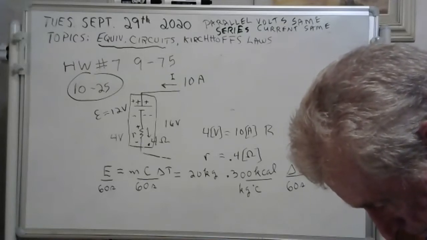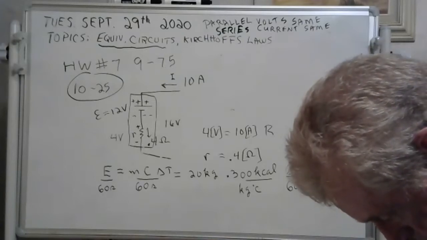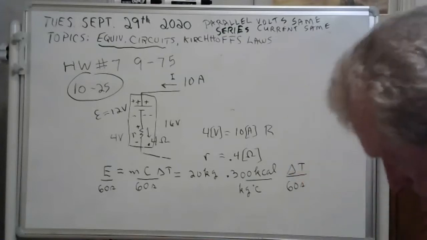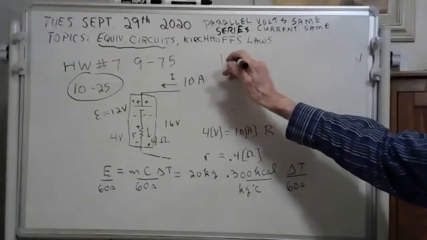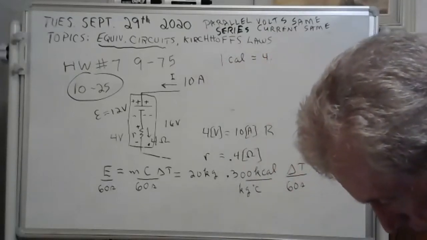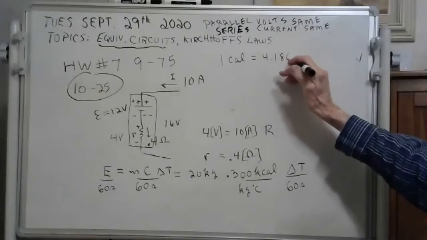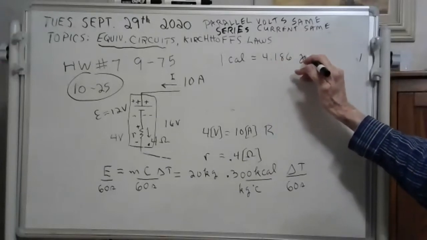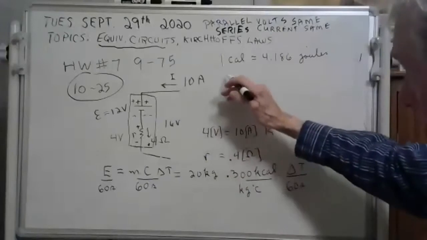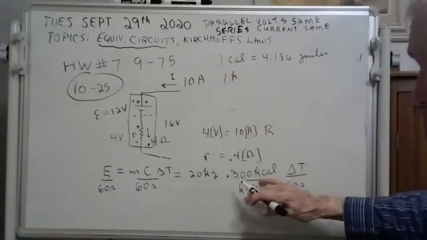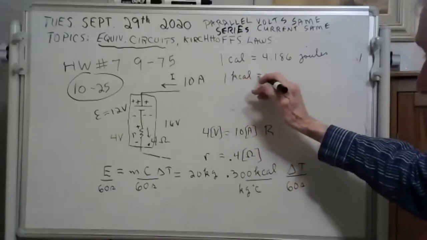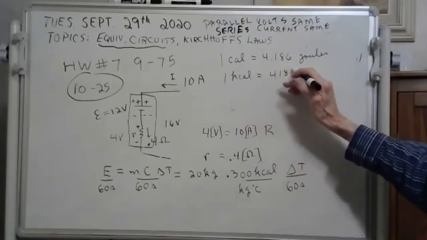A calorie is, here we go. 1 calorie is equal to 4.186 joules. Now what they've got is a kilocalorie. See that kilocalorie? A kilocalorie would be 4,186 joules.